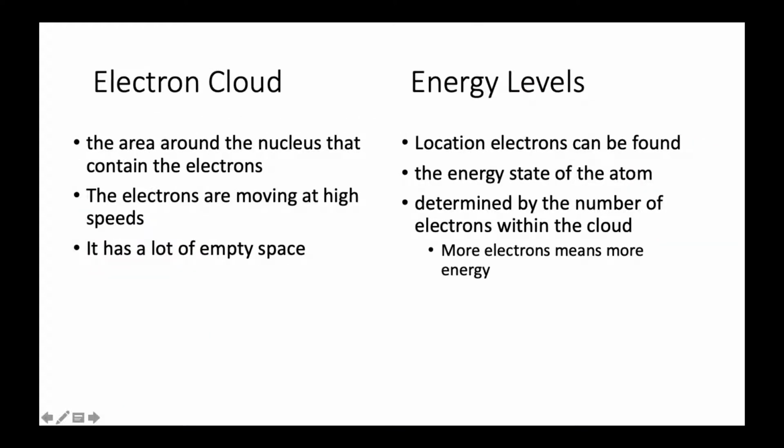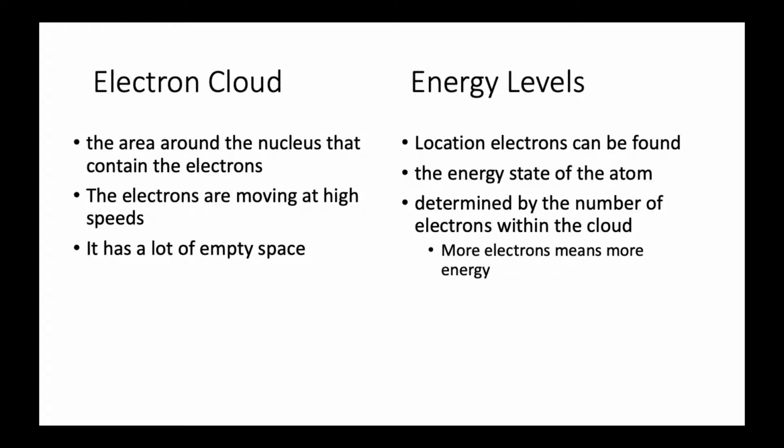So two things that we have to remember are what the electron cloud is and what energy levels are. Remember, the electron cloud is the area around the nucleus that contains all the electrons. The electrons are moving at a really high speed in this area, but that space is mostly empty. And then within the electron cloud are energy levels. The energy levels are the specific locations within the cloud where the electrons are found, and they're associated with the state of energy of the electrons.